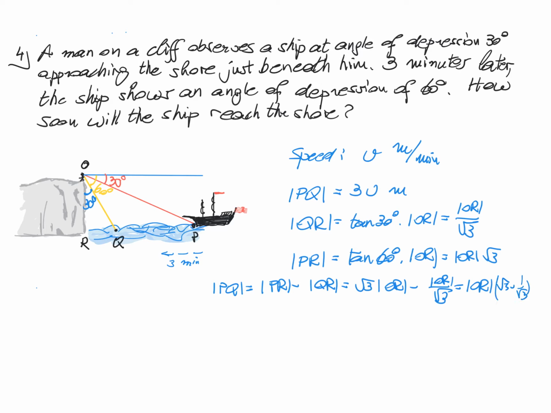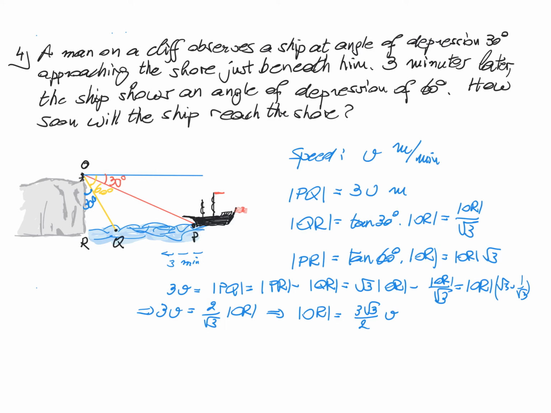We also know that PQ is equal to 3 times V, and thus 3V is equal to 2 over root 3 times OR. Or OR, the height that we are looking for, is 3 root 3 over 2 times the speed. However, we do not need to know the height. We need to know the time it takes for the ship to arrive to shore. So we need to know how long will it take to travel from Q to R.